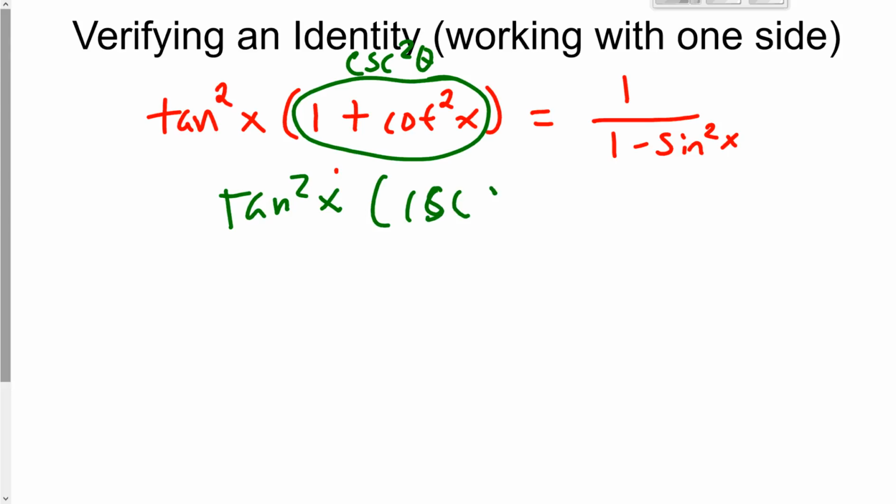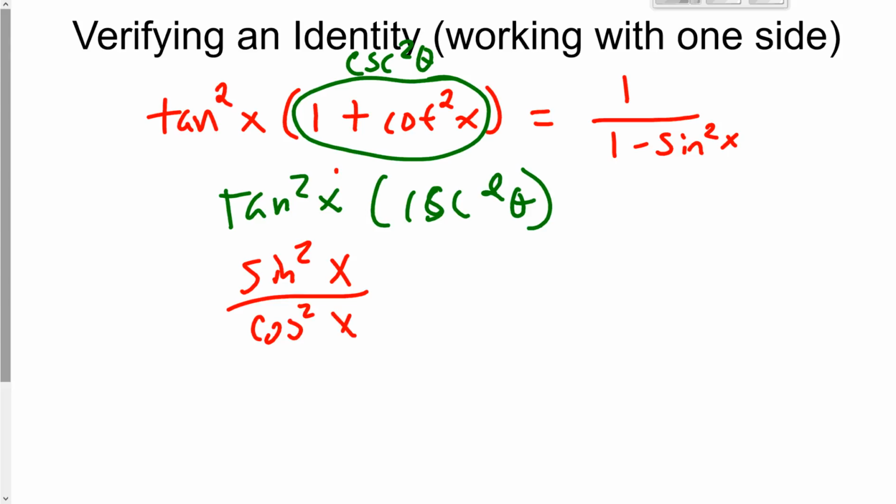Cosecant squared of theta. And then we're trying to get to a fraction, right? So we might want to turn these into sine and cosine. So tangent squared is sine squared over cosine squared, right? If it has the square, that means it needs a squared here. And cosecant is 1 over sine. So I'm going to change that to 1 over sine squared.